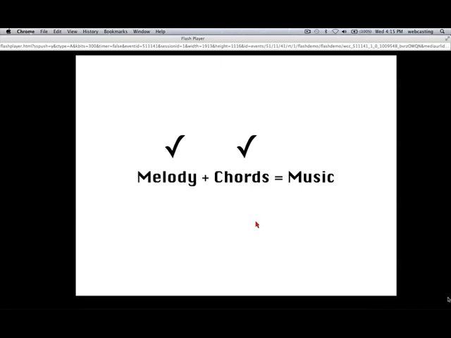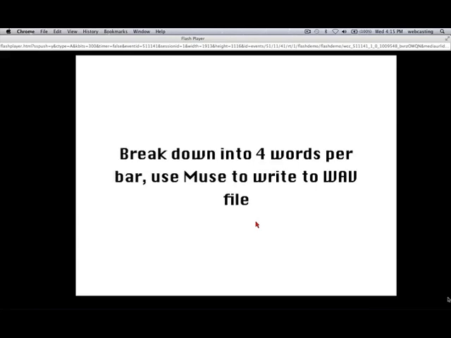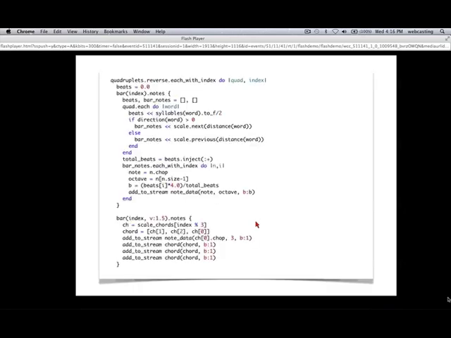Now, having those 7 notes and the chords as well, I need to break it down into 4 words per bar because I want to use the 4/4 time. And then I'll write it into a wave file. This is basically the code that's been used to write that piece of music. Let me show you the demo.